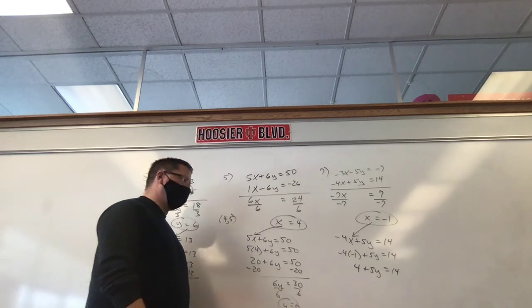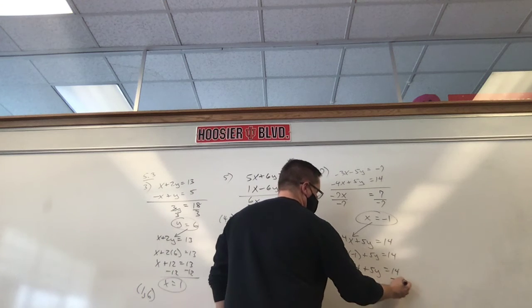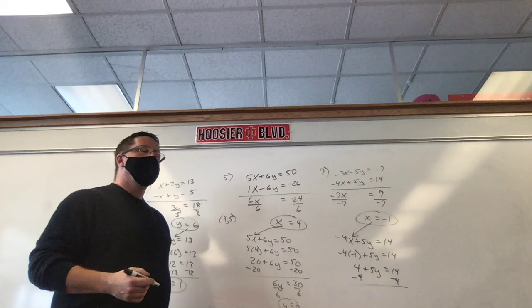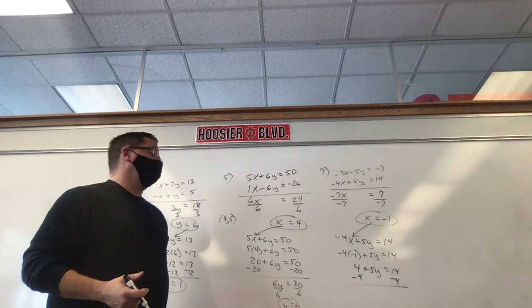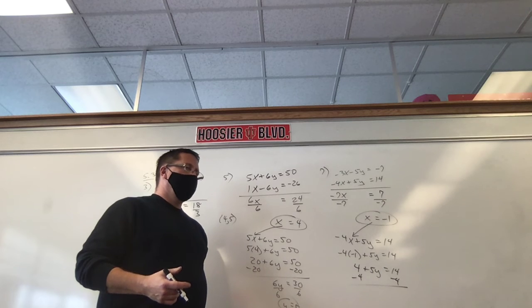Subtract 4. Why don't we get rid of the 5 first? Because we need to get y by itself. Why do we get rid of 4 first?